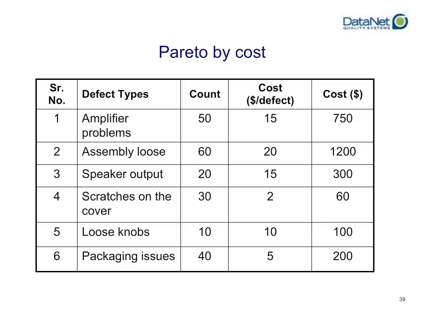Then loose knobs, which is 10 count with $10 per defect, that's a total of $100. And finally, packaging issues, you have a count of 40. The cost of each packaging issue is $5 and gives you a total of $200 for your cost, and that's the cost for each one of the individual defect types.